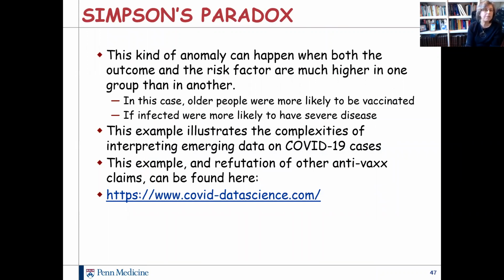This kind of anomaly can happen when both the outcome and the risk factor are much higher in one group than in another. In this case, older people were more likely to be vaccinated, and if they were infected, were more likely to have serious disease. So this example illustrates the complexities of interpreting the emerging data on COVID-19 cases. But the anti-vax bloggers were very hard at work, and my colleague Jeff Morris at Penn maintains a blog, which I've given you the link here, who has been busy looking at all of these claims and refuting them. So it's pretty interesting.